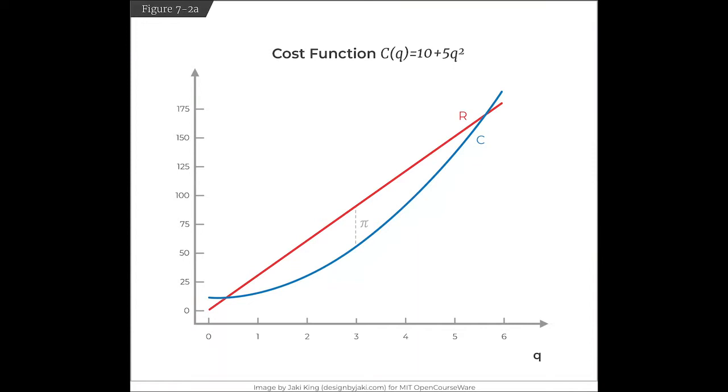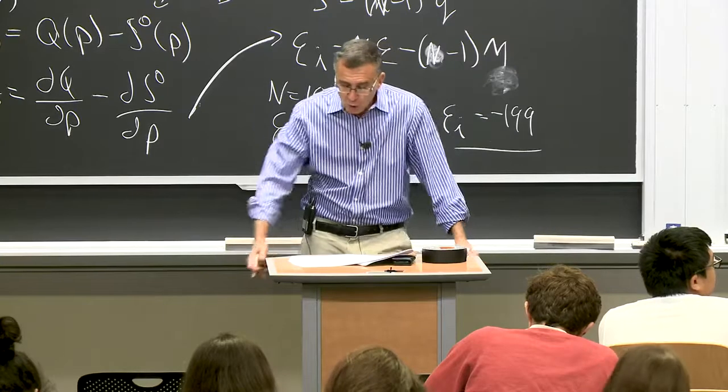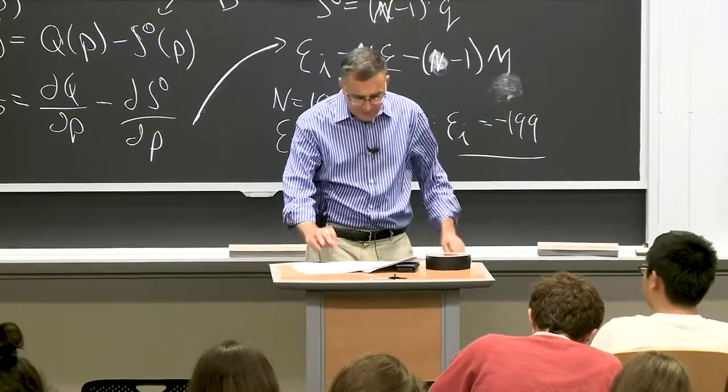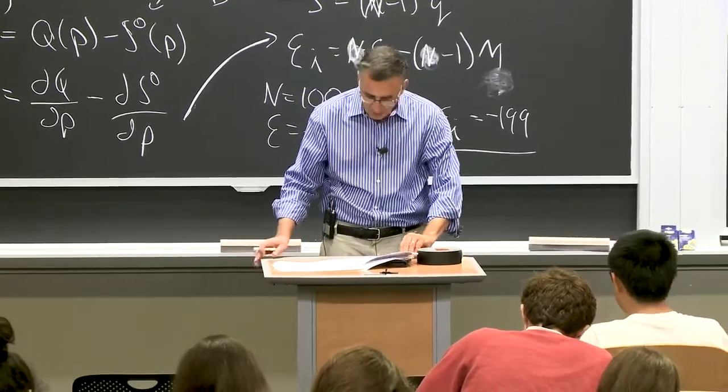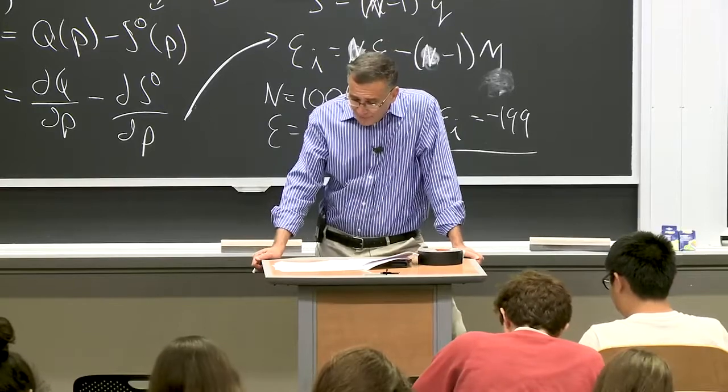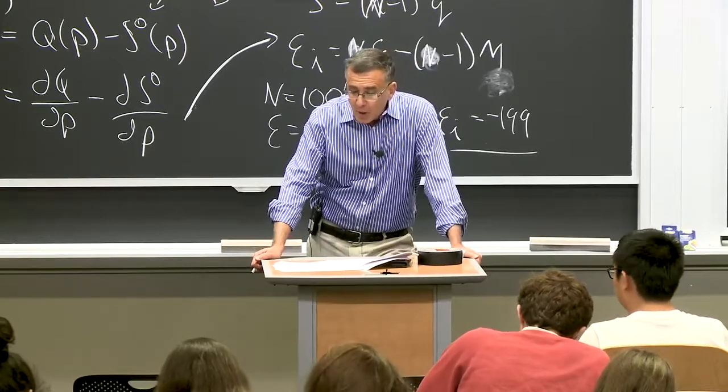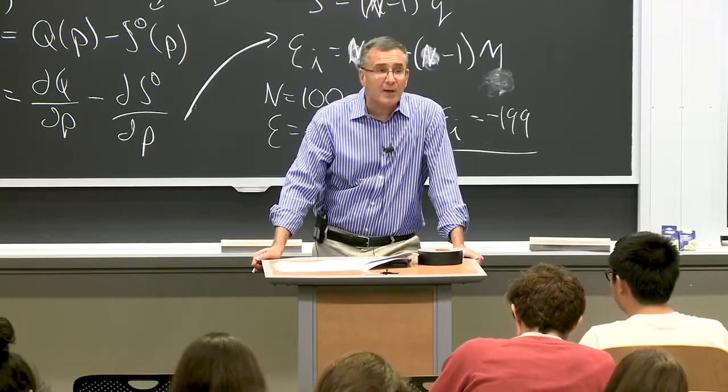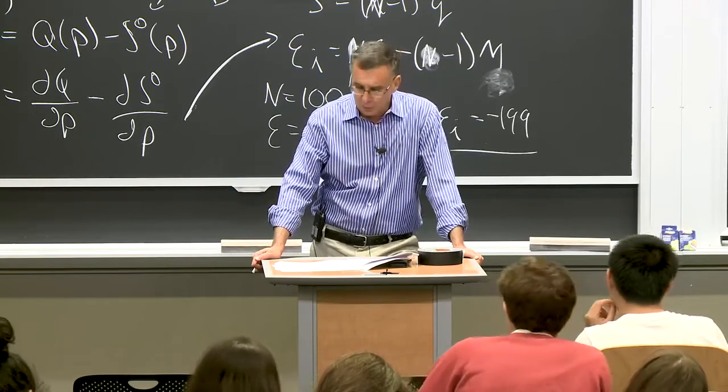The revenue function is simply a straight line, which is 30 times Q. So if they sell 1, revenue's 30, 2, revenue's 60, etc. And the profits are simply the difference. So how do we maximize profits? What we want to do is graph the profit for each additional unit sold.